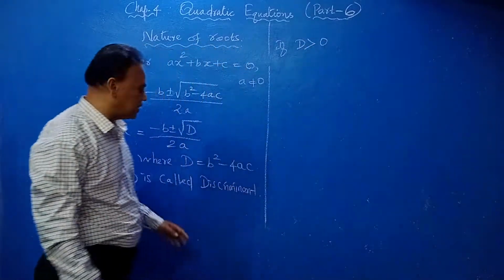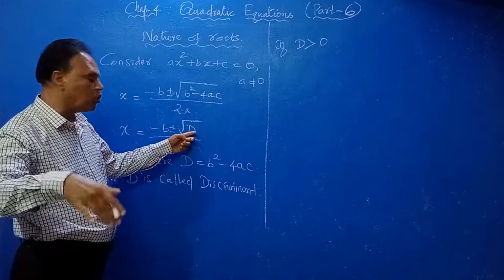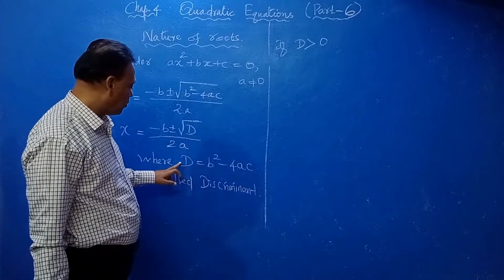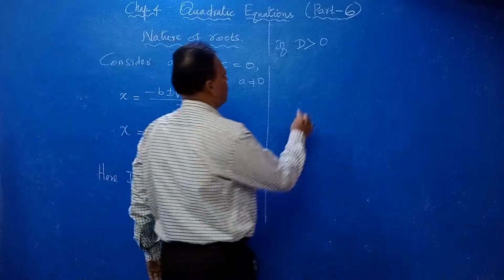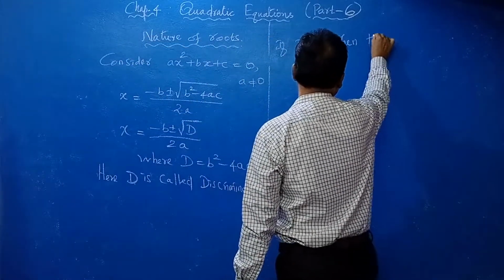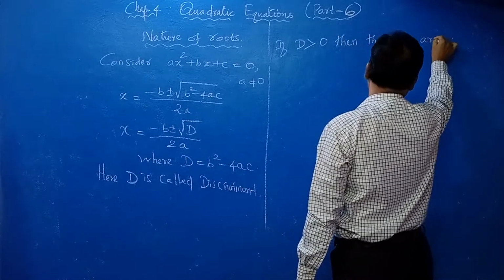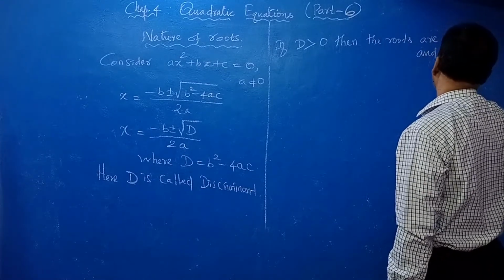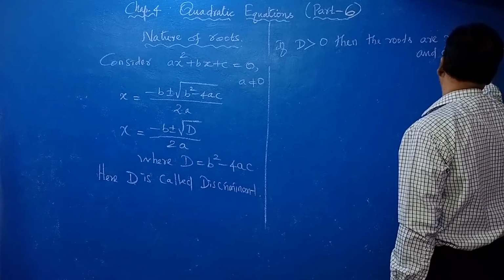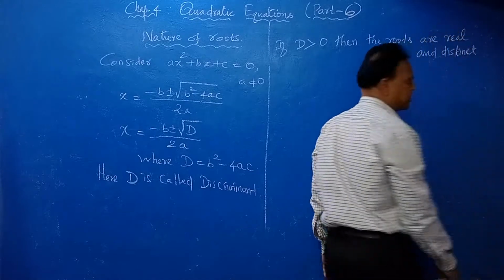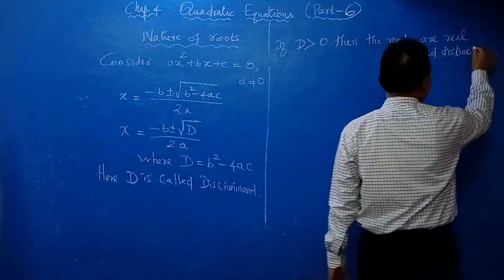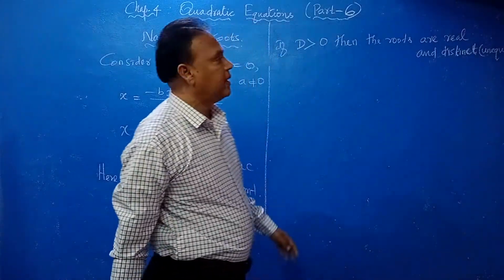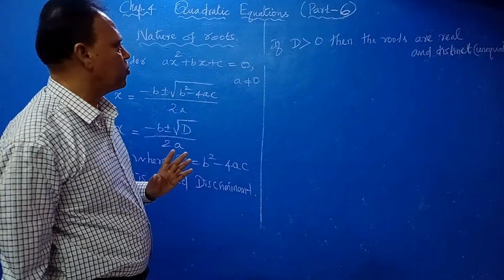So here D may be greater than 0, less than 0, or equal to 0. Clear? There are three cases. Now you have to find out the D value. If D is greater than 0, then the roots are real and distinct. Distinct means unequal. The roots are real and distinct, that is unequal.